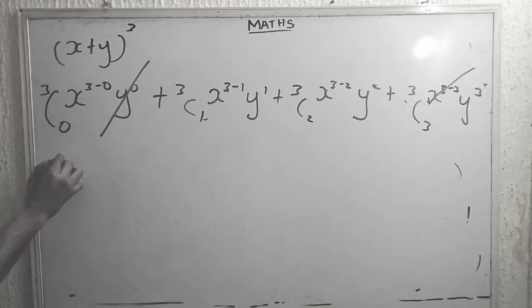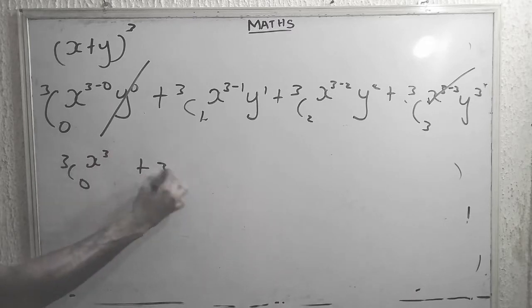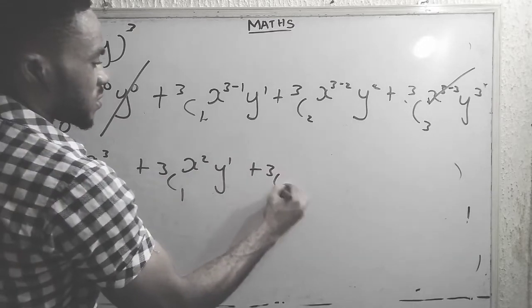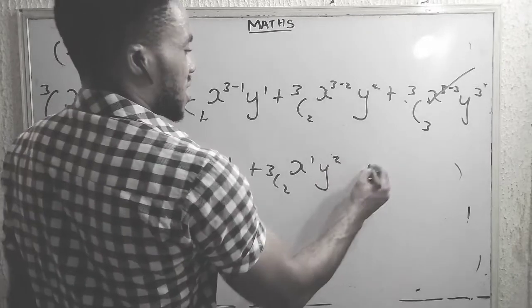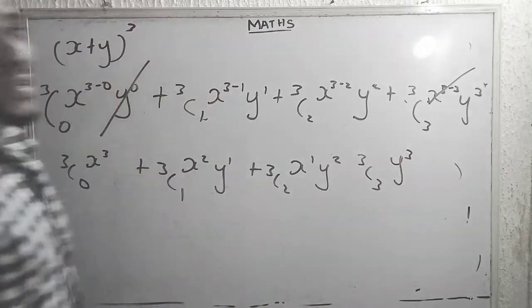So what will I have? I have 3 combination 0, x raised to power 3, plus 3 combination 1, x raised to power 2, y 1, plus 3 combination 2, x raised to power 1, y 2, then 3 combination 3, y raised to power 3.